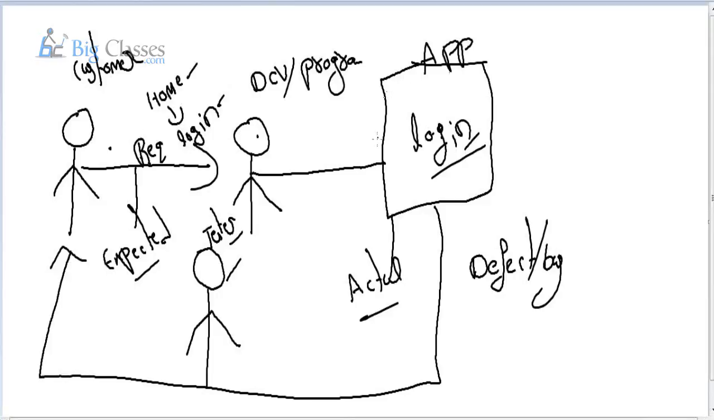What is the purpose of the process? It is a process of executing an application with an intention of finding defects. So as a testing engineer, what is our job? Finding defects. Once again, guys, everyone concentrate. It is a process of executing an application with an intention of finding defects. This is called software testing.